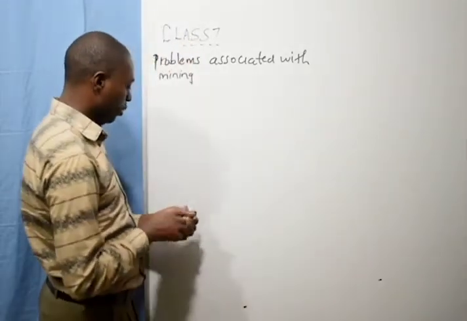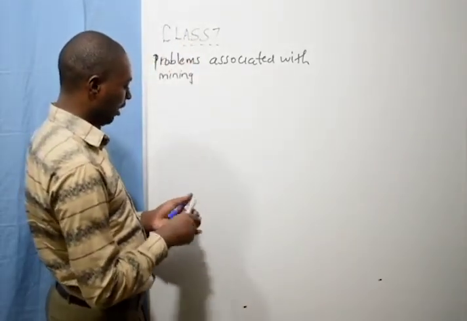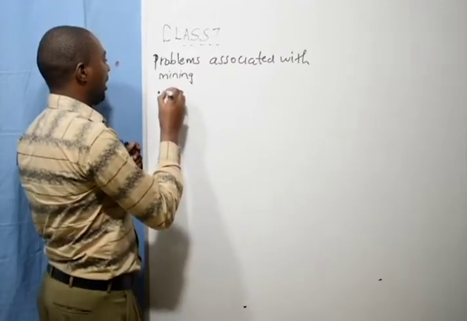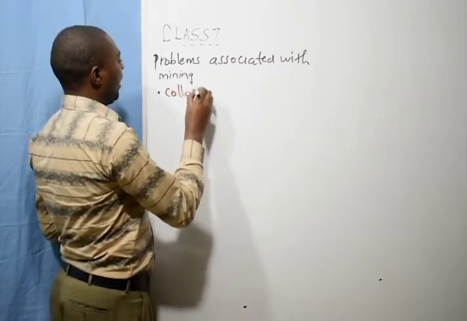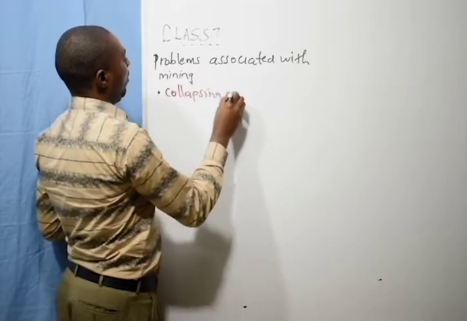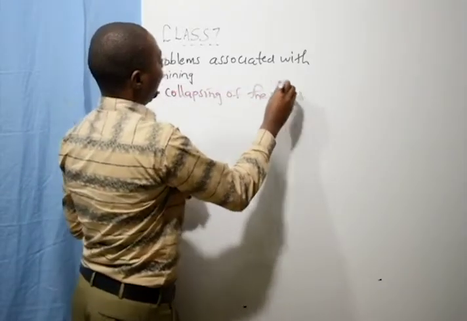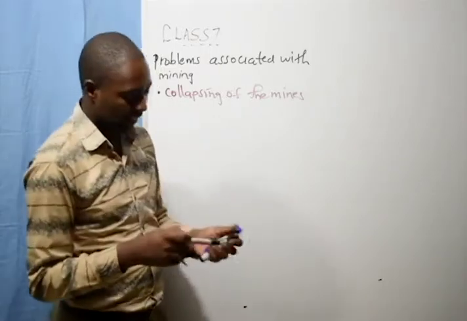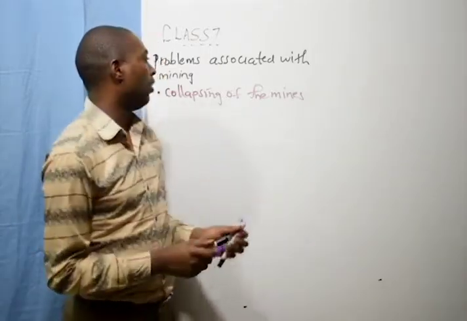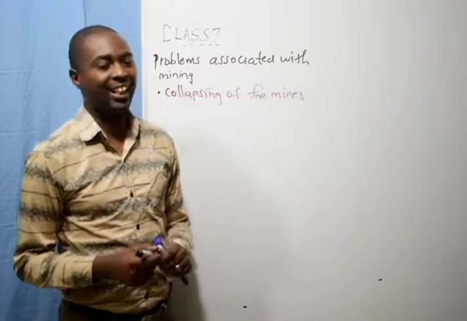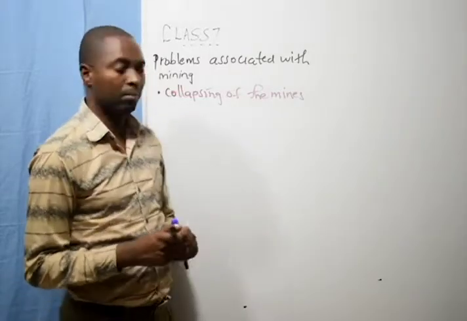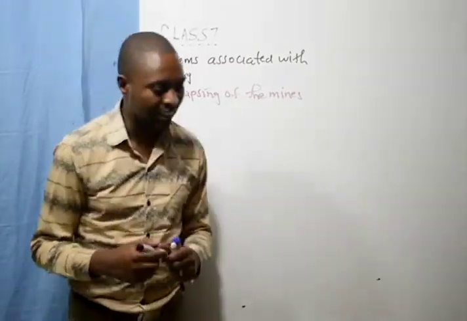Number one of the problems, like I mentioned in South Africa in the previous lesson, is the collapsing of the mines. Like in South Africa, that's a common problem. Also in the diamond mining in Tanzania, it was also a common problem. Collapsing of the mines kills people.